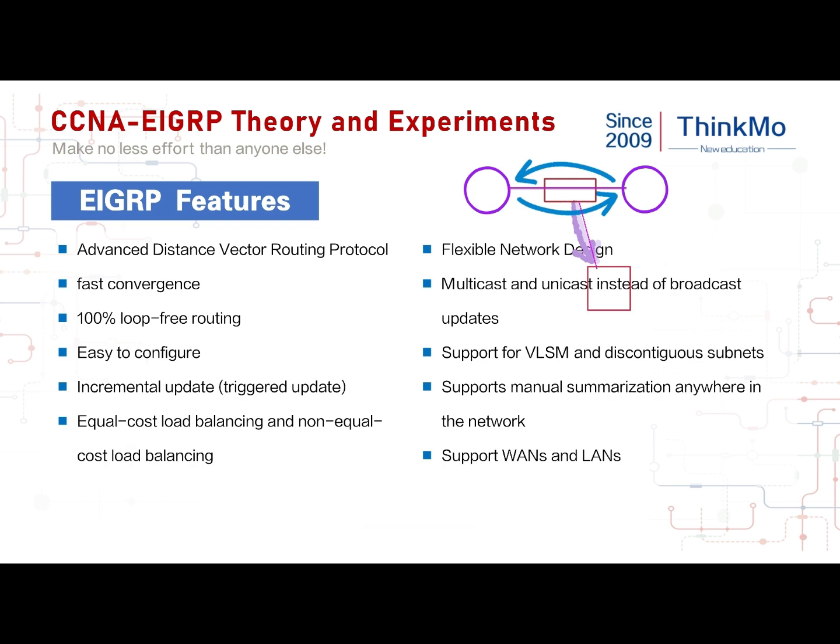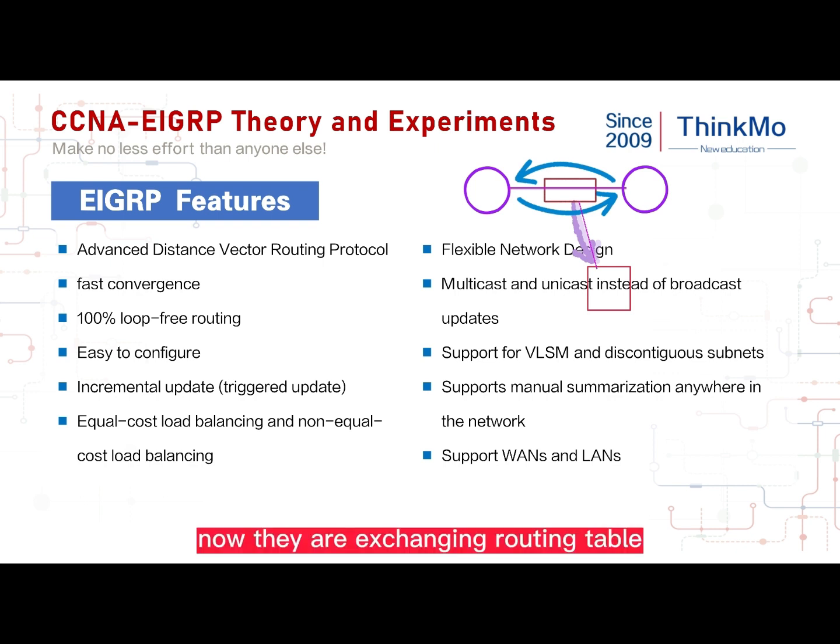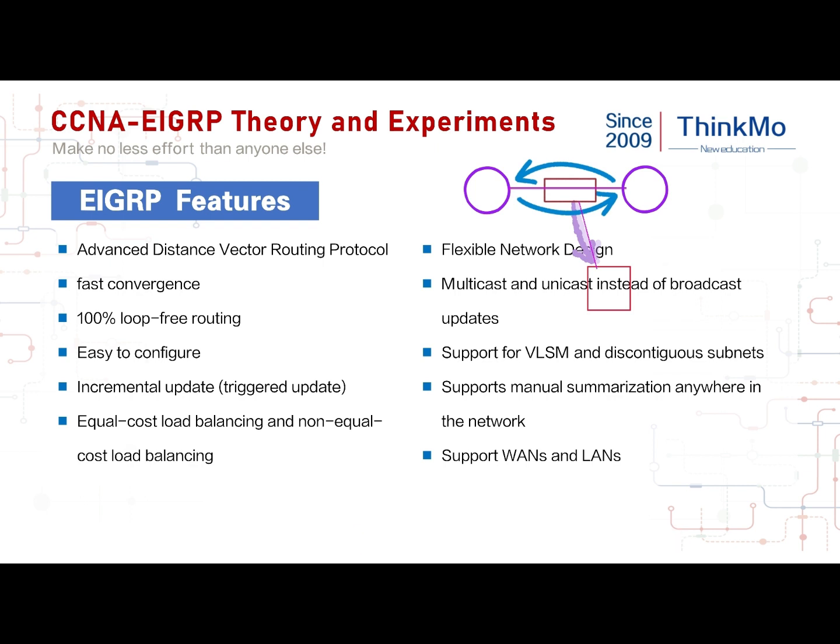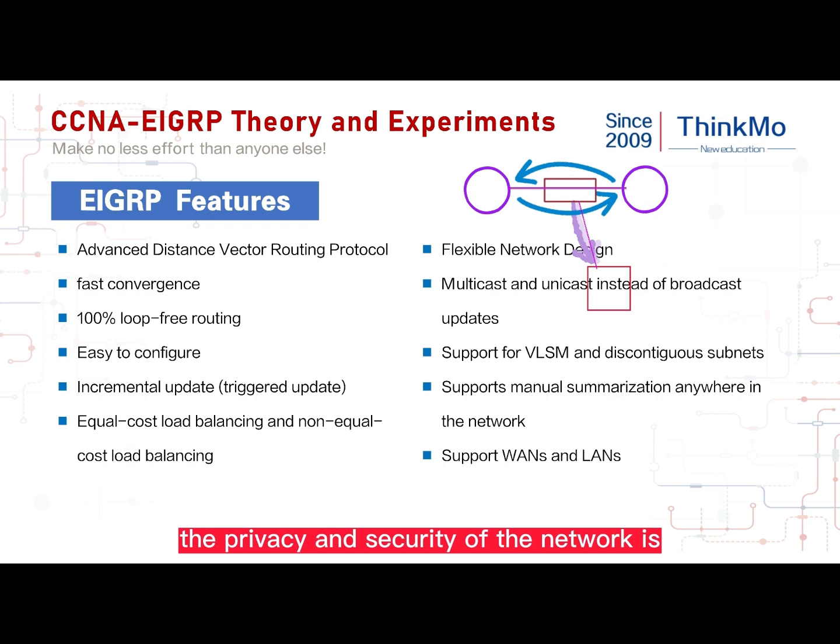Secondly, now they are exchanging routing tables. What if the PC is an attacker? The data of the device is broadcast to the PC in this way. The privacy and security of the network is also not guaranteed. So broadcasting updates is not a very good approach.